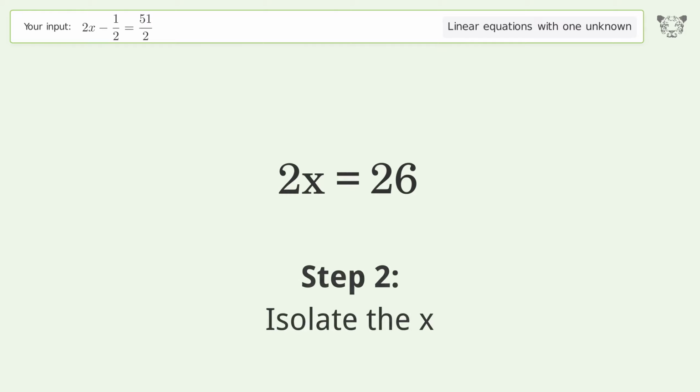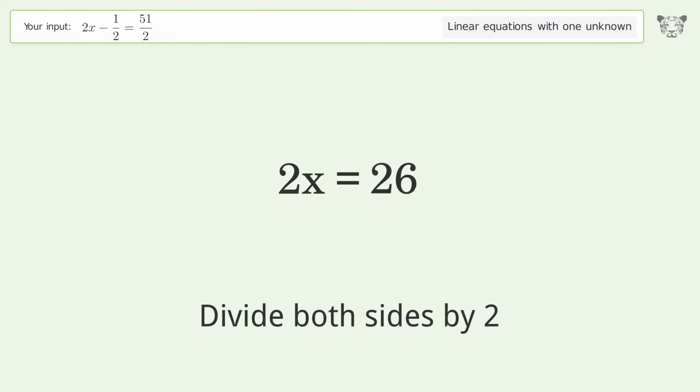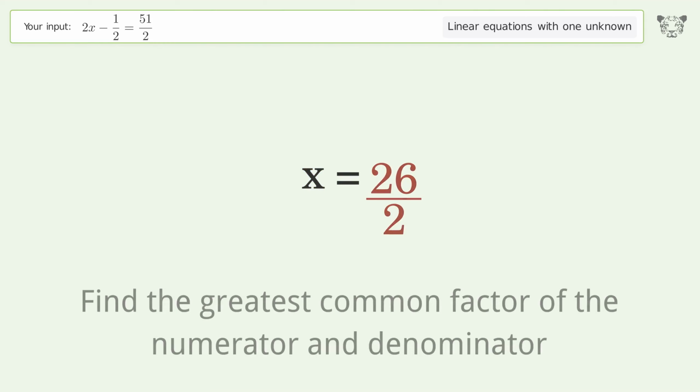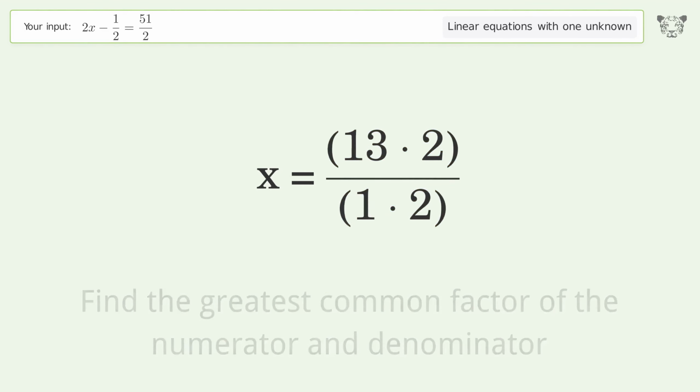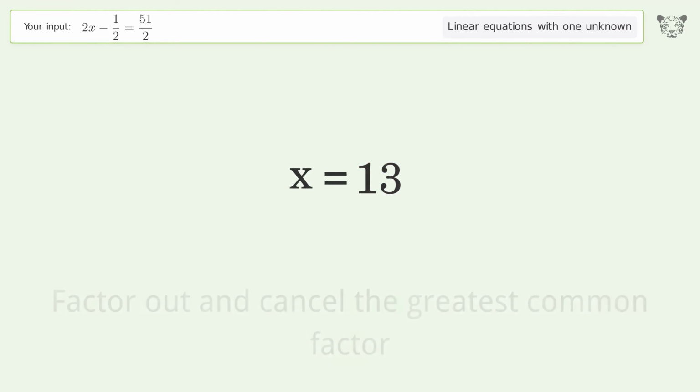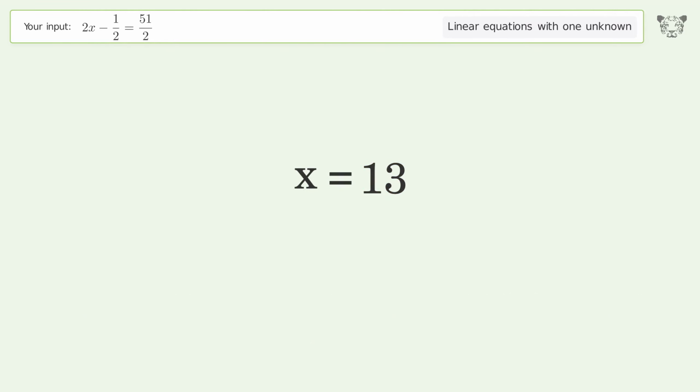Isolate the x. Divide both sides by 2. Simplify the fraction. Find the greatest common factor of the numerator and denominator. Factor out and cancel the greatest common factor. And so the final result is x equals 13.